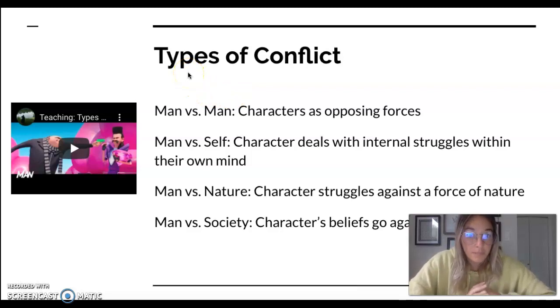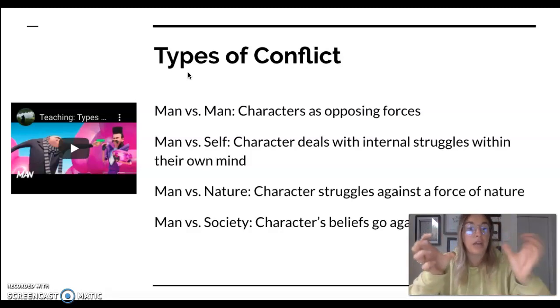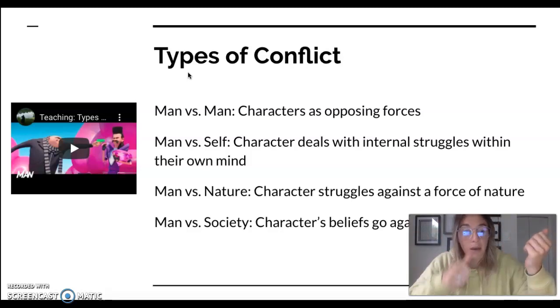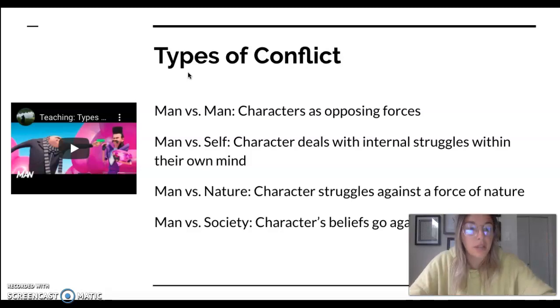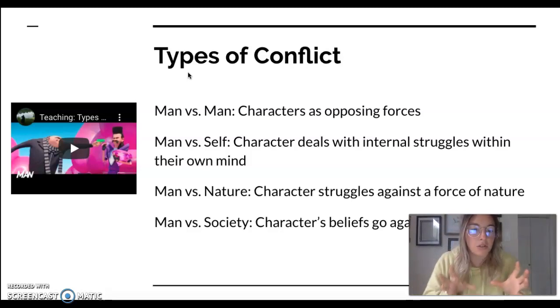So man versus man. This is the most simple one. This is the one that we're most familiar with. Man versus man is a conflict in which characters are opposing forces. So it's one character versus another character. Do these characters have to be humans? No. Man versus man could be an animal versus an animal, especially if the animals have human-like characteristics or if they are personified, right? So man versus man is where two characters are opposing forces.